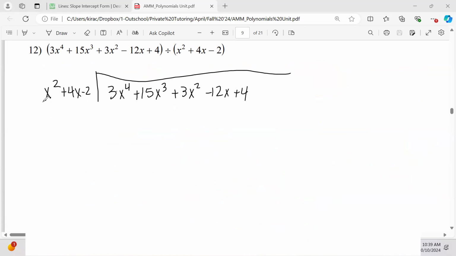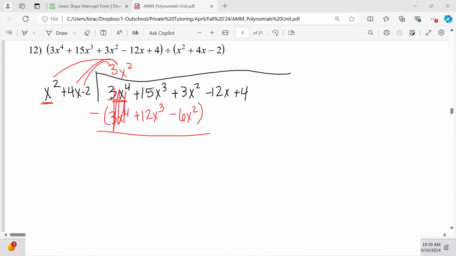First to first, he needs a 3 and 2 more x's because that will make 3x to the fourth, 12x cubed, -6x squared, and we'll subtract. First thing should always cancel. 15 minus 12 is 3. 3 minus minus, that would turn to plus and be 9, and drop.